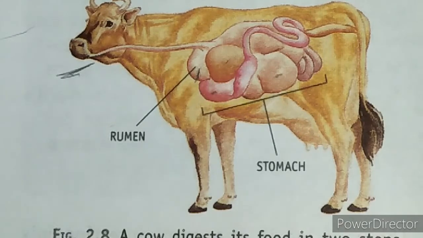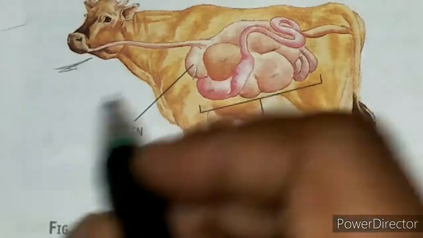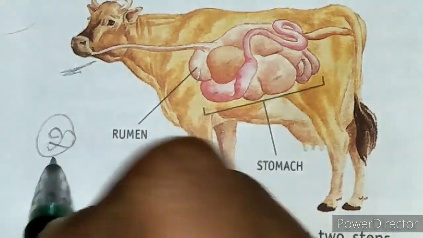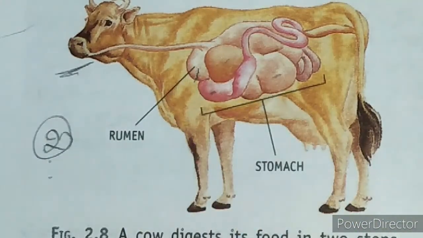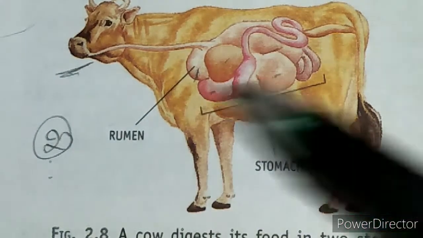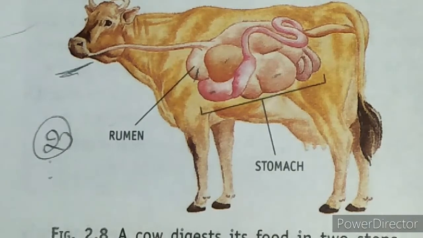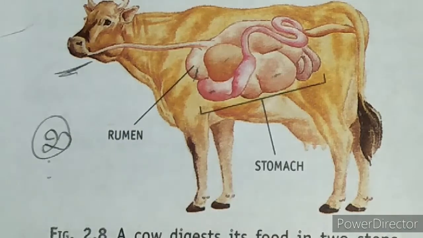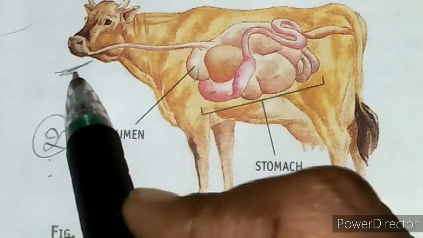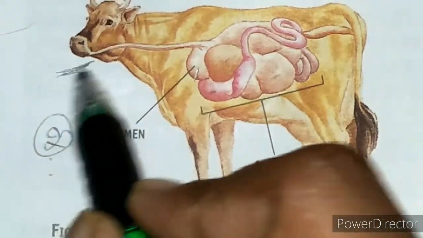So the last topic we have is ruminants. Basically the ruminants are those who digest their food in two steps, and examples are the cow, buffalo, goat and sheep. How does the digestion occur here? So let's begin. First of all, I'm taking the example of the cow.